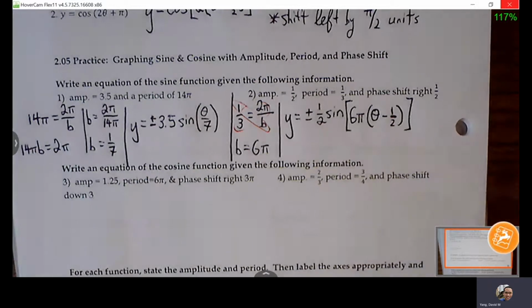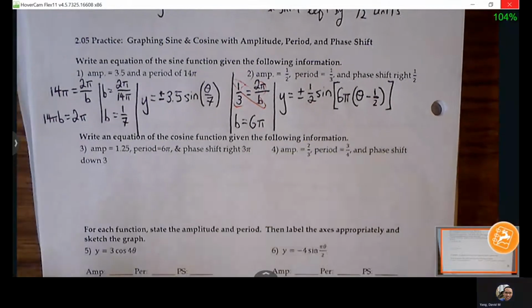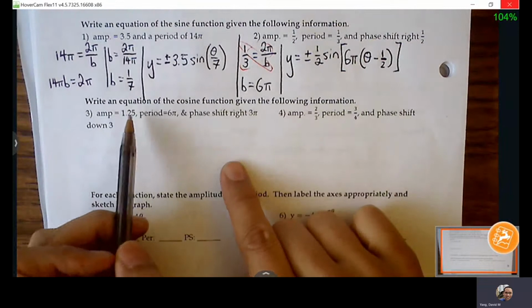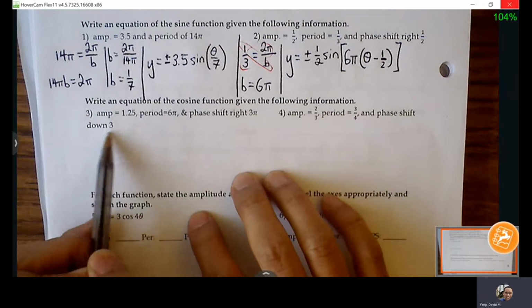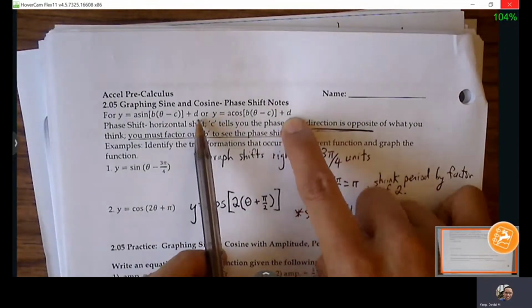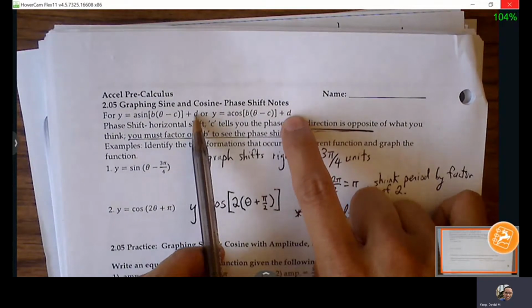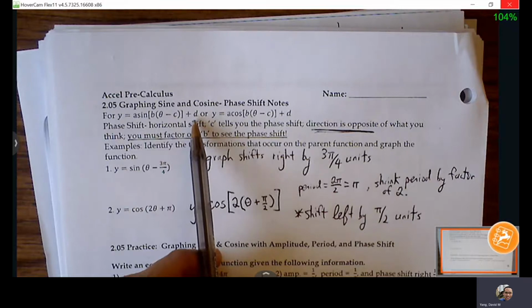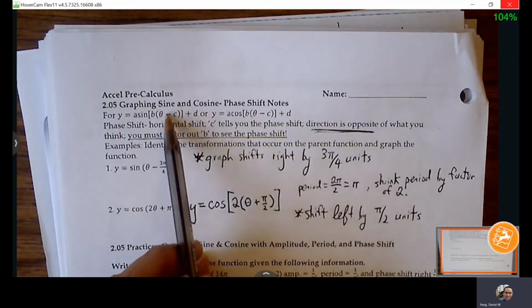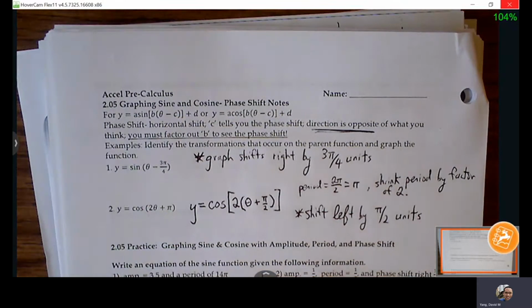Okay, let's see if we can get through number 3 and 4. Okay, amplitude 1.25, period is 6 pi, phase shift to the right 3 pi. We haven't talked about this. This is shifting up or down, shifting vertical. That deals with this plus or minus d. Okay, but this value outside is going to be more intuitive because if it's a positive value, it's going to be going up. If it's negative, it's going to go down. So you don't have to worry about getting confused with the vertical motion. It's the plus or minus inside the parentheses. I think that shifting left and right, that's what's opposite.